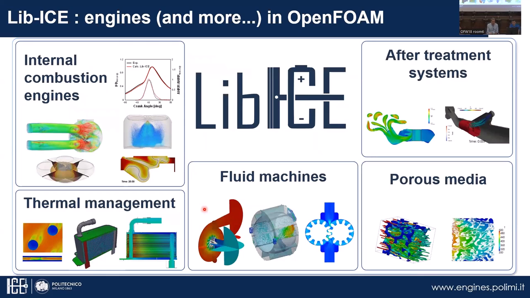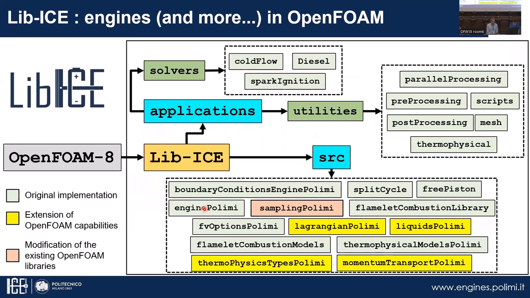The computational methodologies have been implemented into the Libice code, which is a set of libraries and solvers developed by our research group for the simulation of internal combustion engines, after treatment systems, thermal management, fluid machines, and flows in porous media. Here we can see the structure of Libice code. It's a set of libraries and solvers which can be plugged to an OpenFOAM version. Libice has its own original implementation. We can see here the construction for the internal combustion engine part, solvers, utilities, and SRC, but it not only has original implementation, it also intends to extend the capability of OpenFOAM by adding additional models and so on.